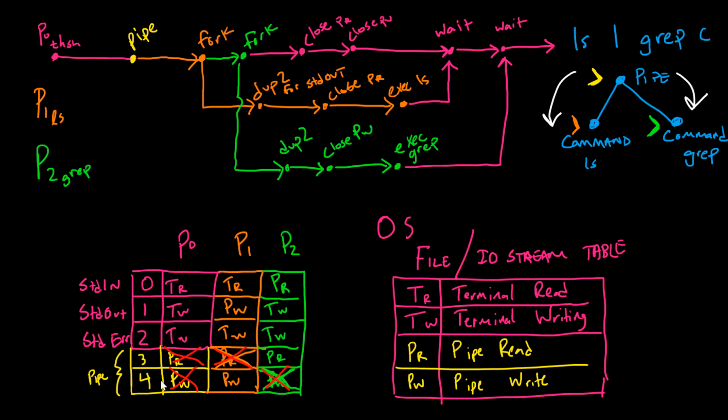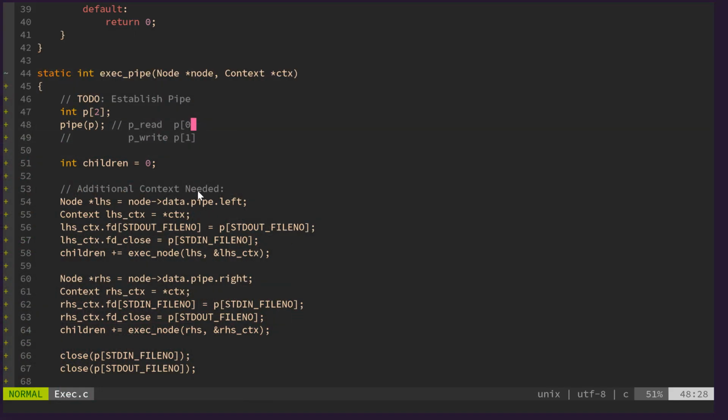So that's where these entries 3 and 4 came from, and those descriptors were connected to those 2 ends of the pipe. We hadn't closed them yet, right? And so then what we did was we set up the context that we wanted to call our left-hand side and our right-hand side with. And what is that context all about? Well, we're preparing the file descriptors, right?